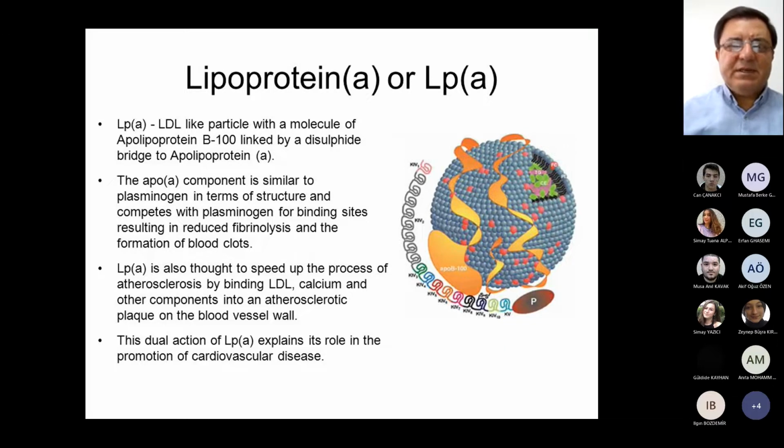And an increased number of lipoprotein(a) is thought to speed up the process of atherosclerosis by binding LDL, calcium, and other components onto the atherosclerotic plaque on the blood vessel wall. So it has a dual function, and that's why its role is important in the progression of cardiovascular diseases. A high level of lipoprotein(a) slows the breaking down of blood clots, so in that way it facilitates thrombosis and may lead to heart attacks because it competes with plasminogen for binding to fibrin.